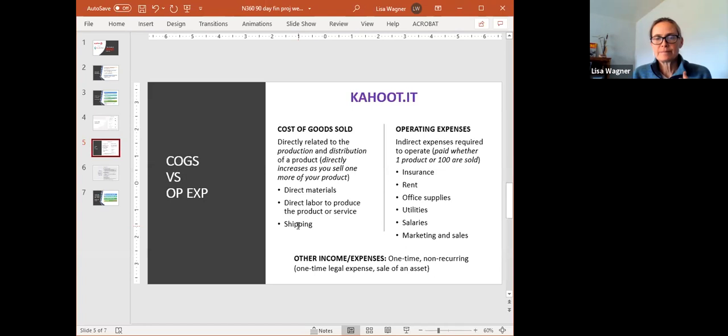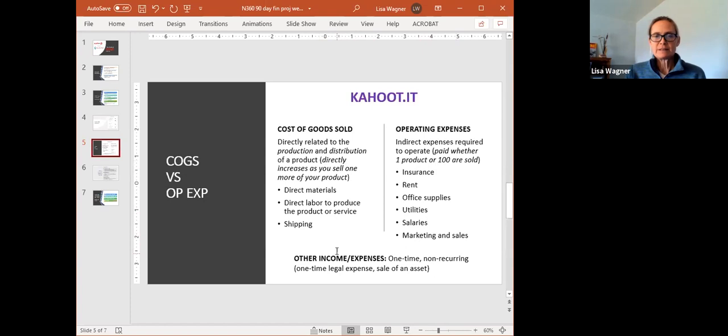For operating expenses, these are expenses that you need to operate, but whether you sell one item of your product or 100, you're still going to have these costs, right? Whereas cost of goods sold directly goes up as you sell one more item, you're going to have these costs regardless. So you have to pay your insurance, your rent or mortgage for your business, buy office supplies, pay your utilities, right? If you have salaried people, you're paying them whether you sell another item or not. And then generally marketing and sales also fall under here. Okay, so those are the differences between these two.